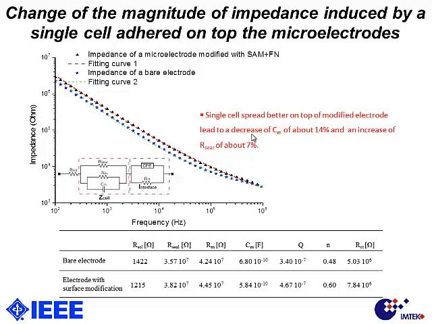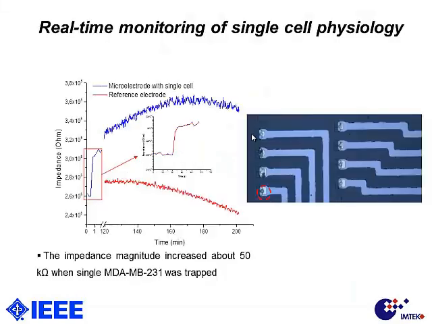And this is the result when we monitor in real time on the 2D system. The inset figure is the impedance change when we capture a cell. Depending on the dimension of the cell, the impedance increased about 50 kilo ohm. So when a cell comes to the capture structure and the working electrode here, we can detect the single cell.